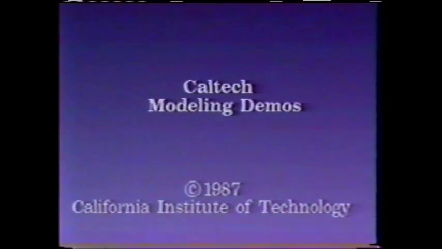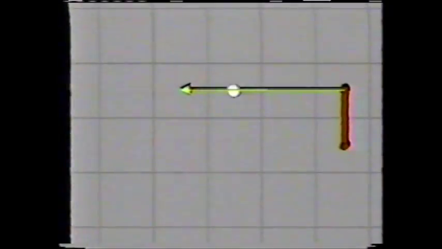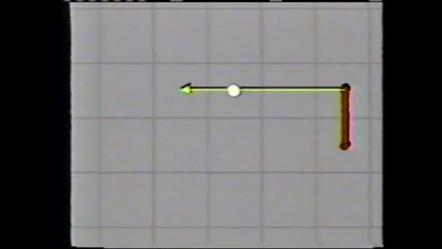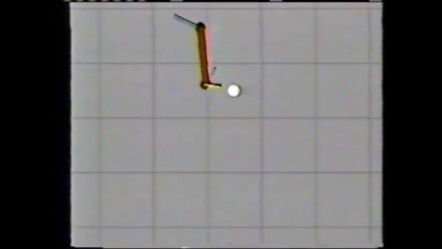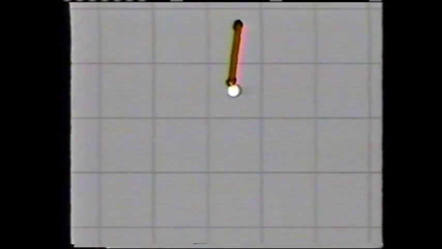This tape demonstrates some physically based modeling techniques being developed at Caltech. Using these techniques, we model physical characteristics such as mass and momentum and calculate the motion under the influence of forces. Here's a technical sketch showing a red strut moving under the influence of forces, drawn as yellow vectors.